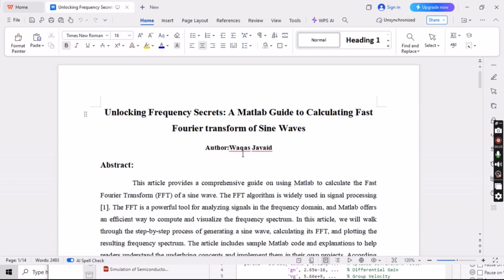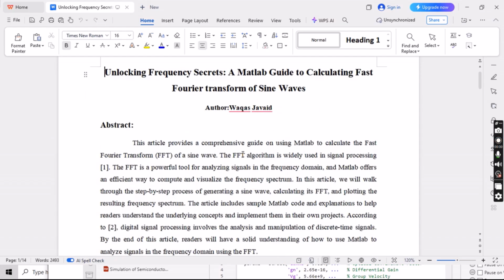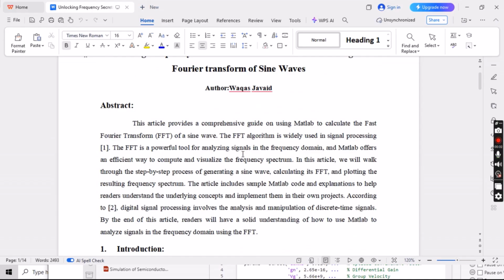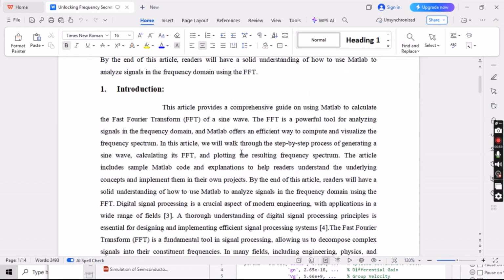FFT is the most powerful tool for analyzing signals in the frequency domain, and Matlab offers an efficient way to compute and visualize the frequency spectrum. So that's why we just talked through the step-by-step process of how to compute the FFT and plot the resulting frequency spectrum, and the Matlab code of how it is developed. We can use it in digital signal processing, which involves the analysis and manipulation of discrete time signals.